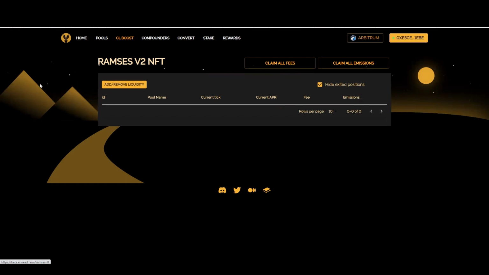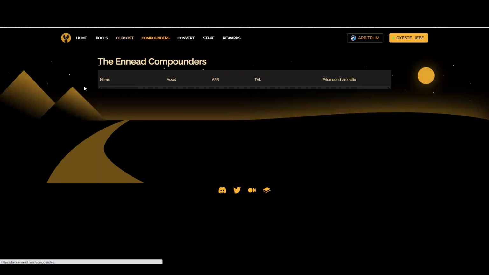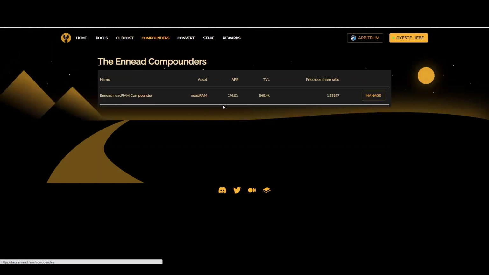It's currently selling at a discount as well. There are 2 other things you can do with your NeedRAM. If you have RAM itself, you can choose to convert it or swap it. You can then put it into a compounder, which will essentially compound your NeedRAM. It'll sell all other rewards and buy you more NeedRAM, with an APR currently sitting at 175%, which is lower than I expected, to be honest.